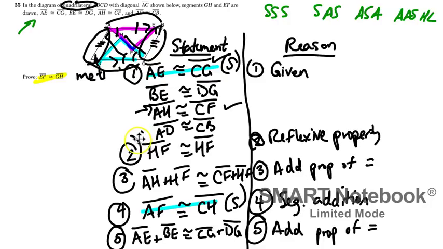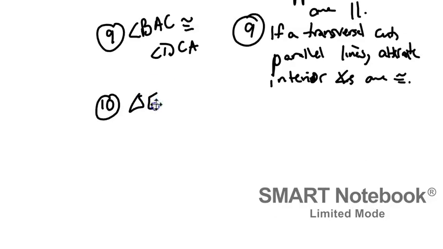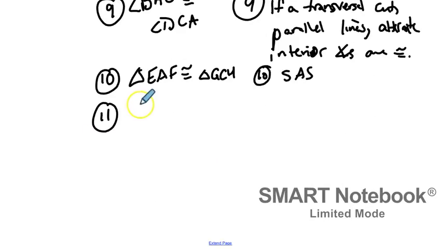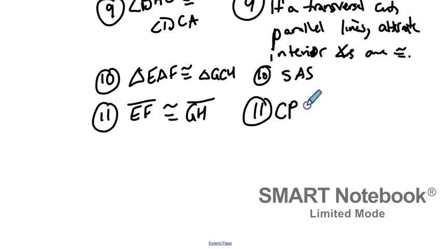And so finally, triangle AEF is congruent to triangle CGH because of side angle side. And so what was I trying to prove? EF is congruent to GH. Because corresponding parts of congruent triangles are congruent. And I've proven what I've tried to prove.